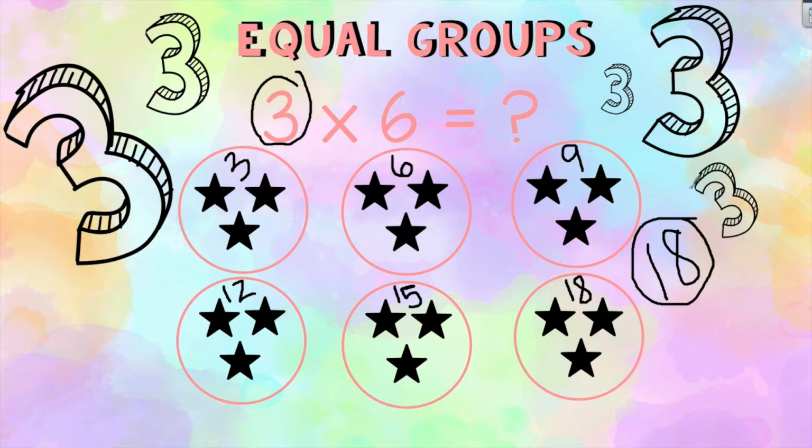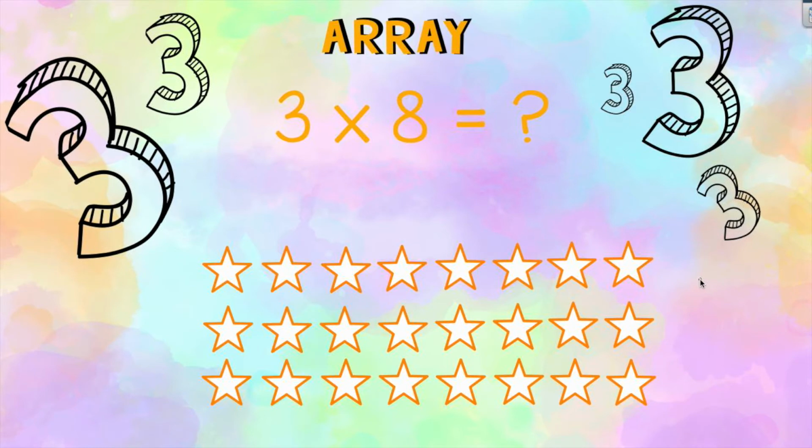This is a great strategy you can use whenever you're multiplying. Let's move on to our next strategy. The second strategy we're going to talk about today is called an array. An array has rows and columns. So my problem is 3 times 8 equals question mark.